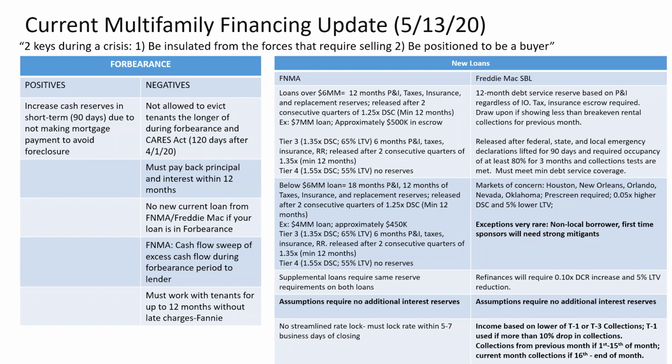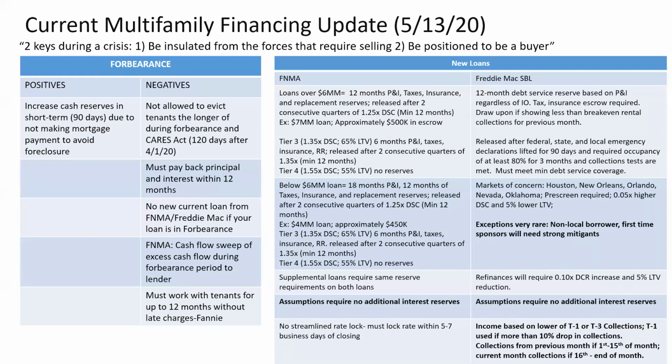And then those are released after 2 consecutive quarters of 125. And it's a minimum of 12 months. So you have to wait the first 6 months and then look at 2 consecutive quarters. Similar tier 3, tier 4, where we're seeing, so assumptions don't require any additional interest reserves. But supplemental loans, they're going to add the assumption plus the supplemental to figure out what box you're in. And then you have to put up those reserves.